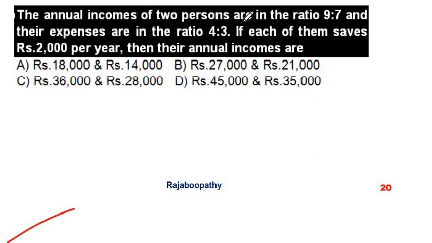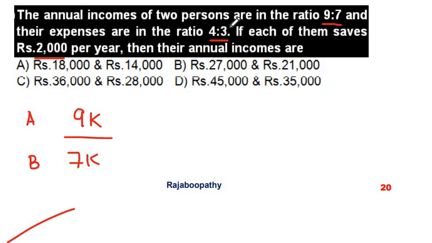The annual incomes of 2 persons are in the ratio 9:7. Their expenses are in the ratio 4:3. Each of them saves 2,000 per year. Find their annual incomes. So their annual incomes are 9K, 7K. This is A, this is B.